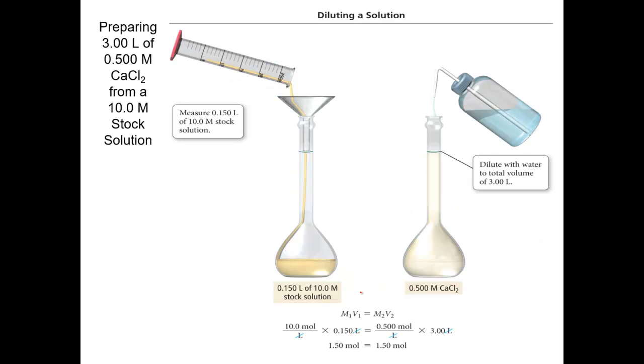Okay, if I'm preparing a dilution, I also use a volumetric flask. I want to be very precise, so I'm going to use this very precise piece of glassware. If I'm preparing 3 liters of a 0.5 molar calcium chloride from a stock solution, I do my M1V1 equals M2V2.